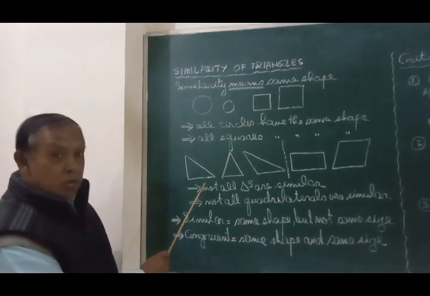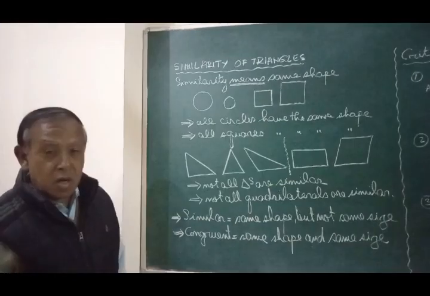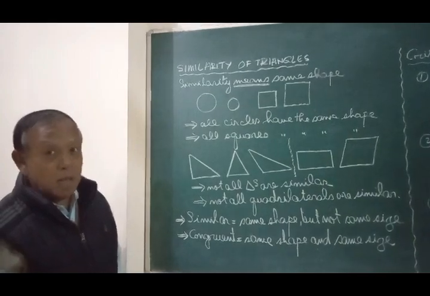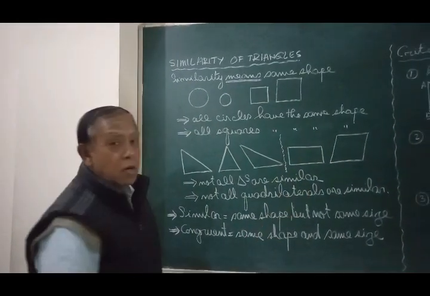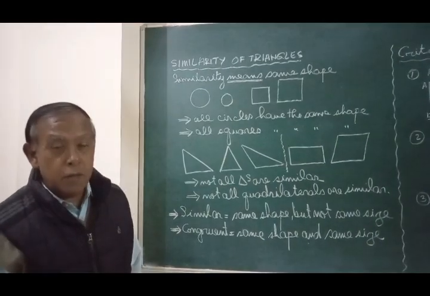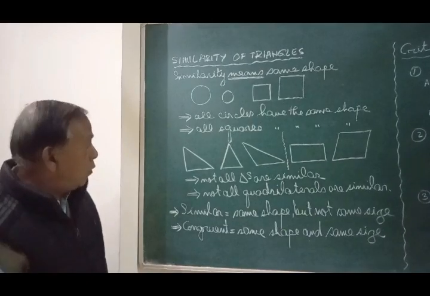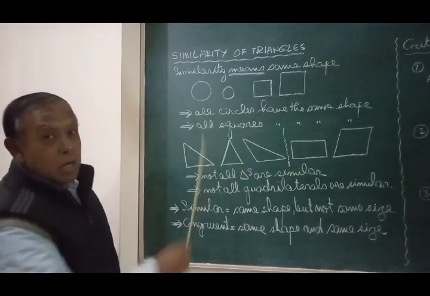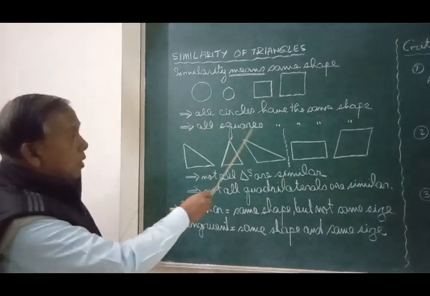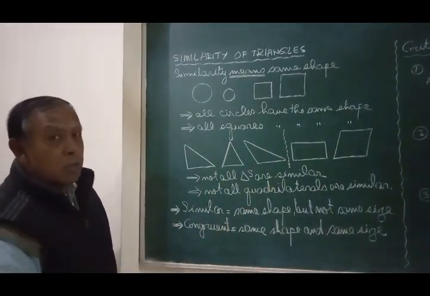Look at the other triangles. Look at these three. Suddenly their shape is different. They are triangles but with different shape. Look at these two quadrangles. Four-lined figures, but both are of a different shape. And therefore we say all the circles have the same shape, all the squares have the same shape. Not all the triangles are similar.